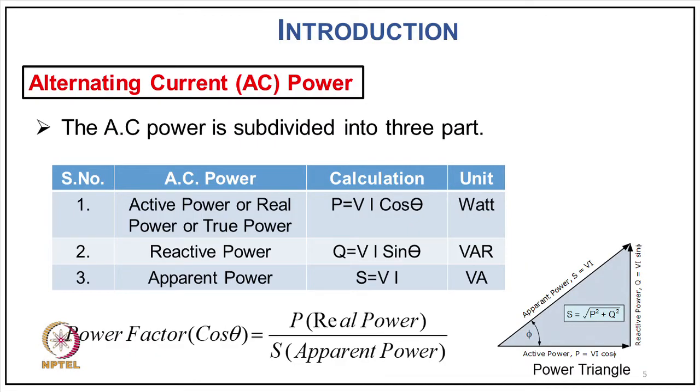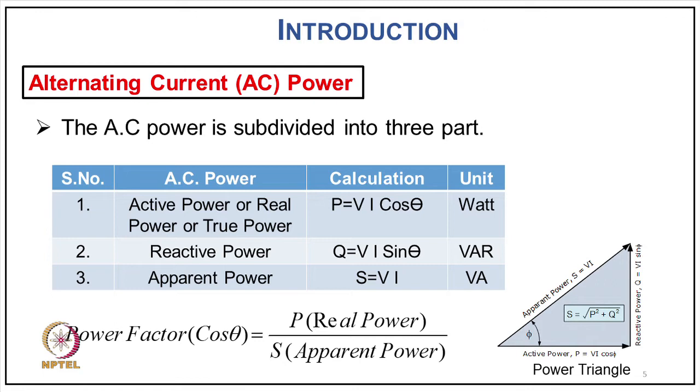And in the case of alternating current, AC power is subdivided into 3 parts. First is the active power, or real power, or true power, that is P equal to V I cos theta, and the unit is watt. The second is reactive power, that is Q equal to V I sin theta, in VAR. And the apparent power, that is S equal to V I, in VA, and this is what we call the power triangle.